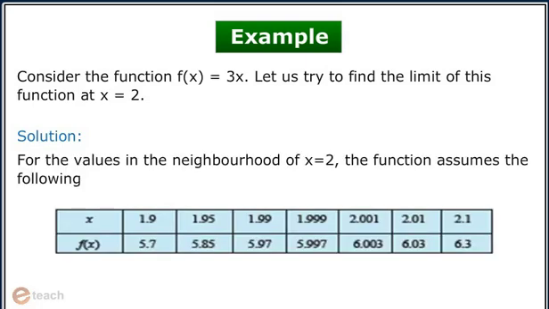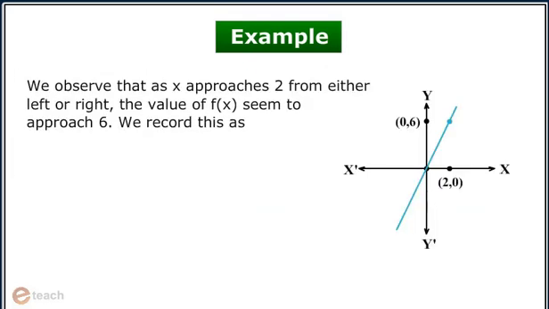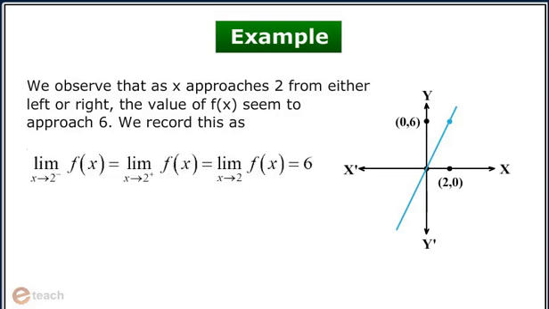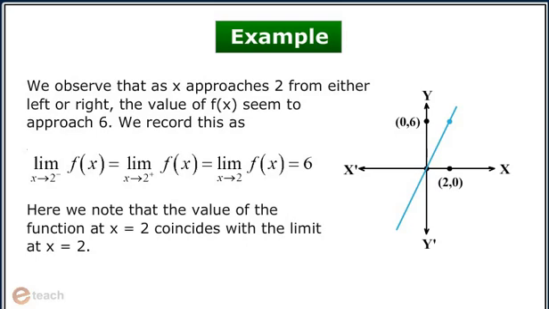For the values in the neighborhood of x equals 2, the function assumes the values as shown in the table. We observe that as x approaches 2 from either left or right, the value of f(x) seems to approach 6. We record this as the limit as x tends to 2 minus of f(x) equals the limit as x tends to 2 plus of f(x) equals the limit as x tends to 2 of f(x) equals 6. Here we note that the value of the function at x equals 2 coincides with the limit at x equals 2.